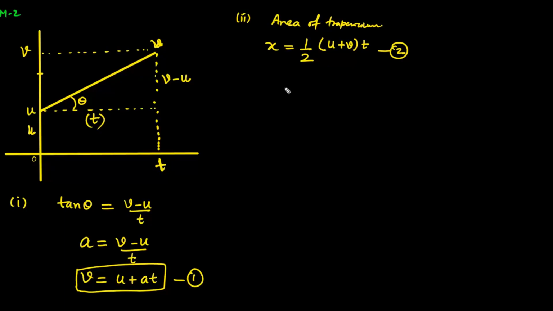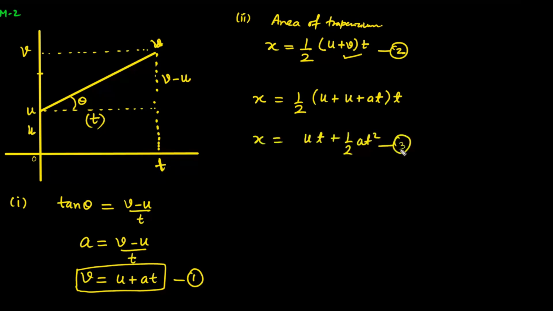Now you can modify this equation also. What can we do in this case? We can put the value of v in this equation number 2. So x equals half u as it is, and v equals u plus at, into t. Multiply this, we'll get ut plus half of at square. So this is another form of the second equation of motion.